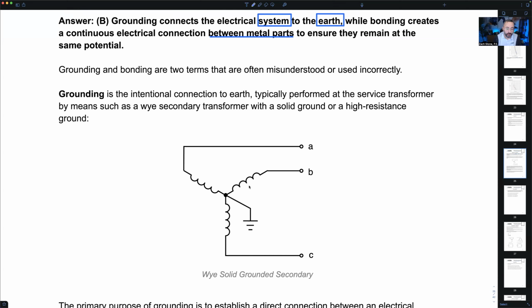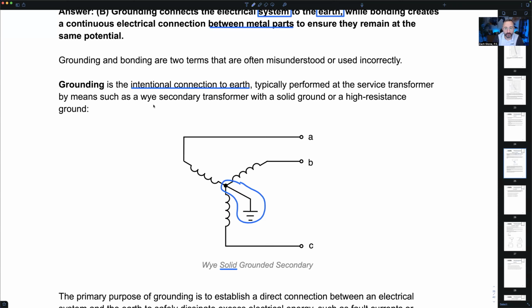So grounding. Look, here's, say, our service transformer or a big enough transformer in the distribution panel, maybe feeding a whole separate building or something like that. Here's our grounding. In this case, I'm just showing you a Y-connected secondary transformer with a solid ground. Could have put a resistor in there and shown a neutral grounded resistor too. Either way works. So grounding is the intentional connection to Earth, typically performed at the service transformer by means of a Y secondary.